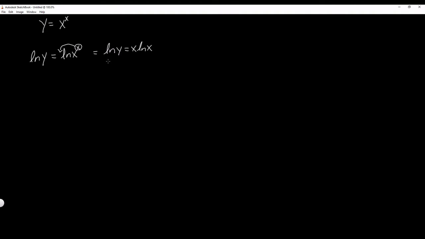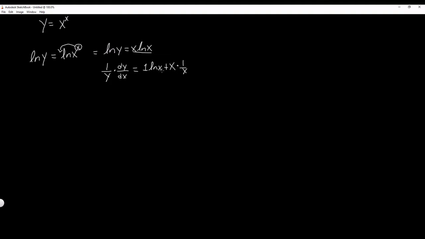So the derivative of ln of y is 1 over y times, and then we have to multiply it by dy dx because we're implicitly differentiating, is equal to, we're going to have to use the product rule to find the derivative of x ln of x. The way you do it is you take the derivative of the first, so that's 1, times the second, ln of x, plus the first, x, times the derivative of the second, which is 1 over x.